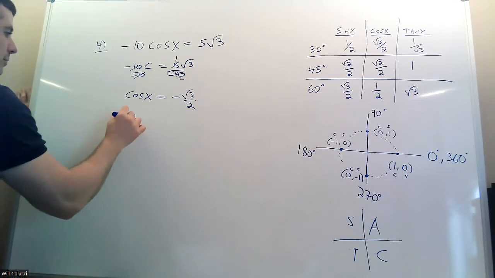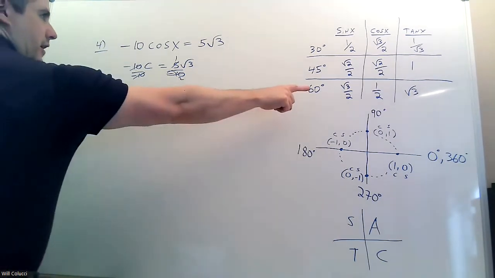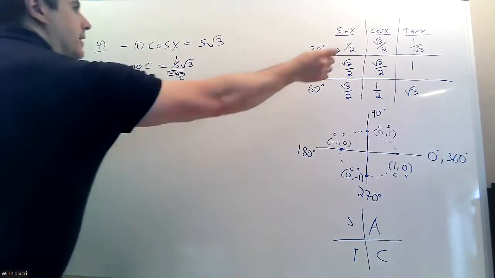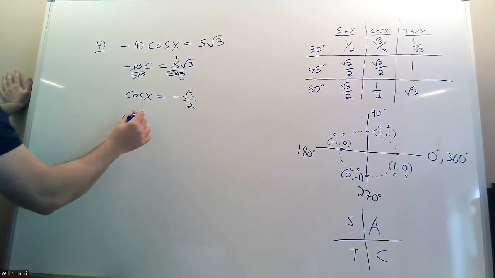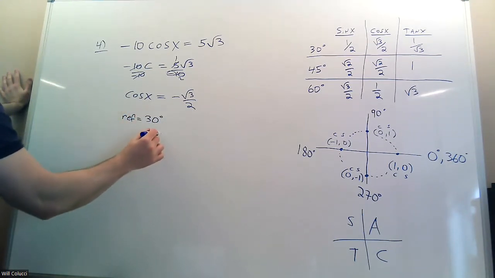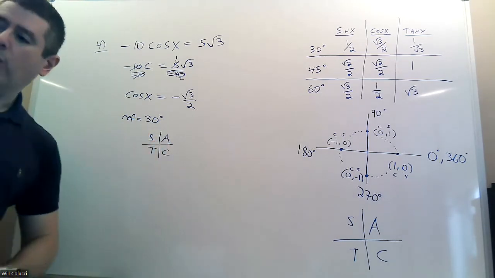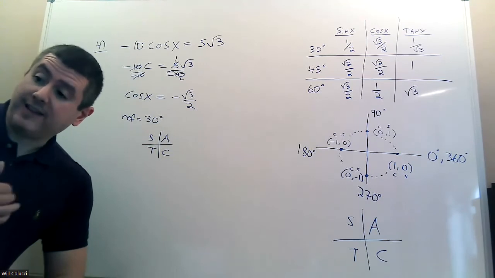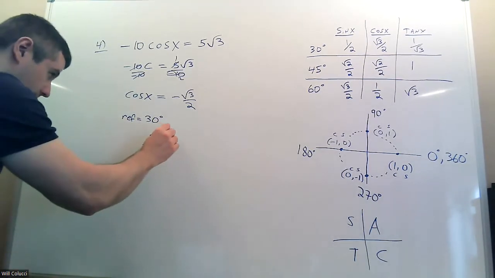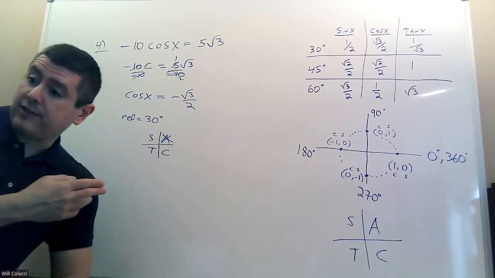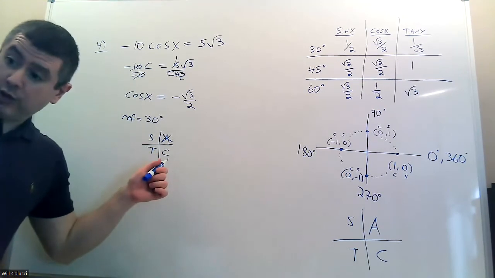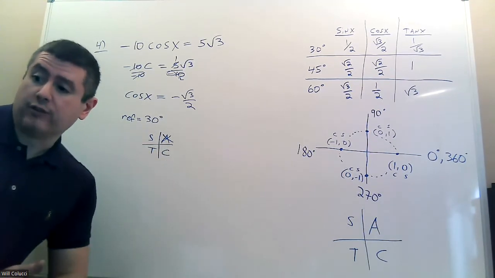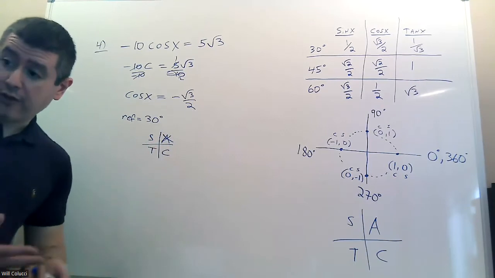Well, I've seen that number before. Yes, you have. It's right there. Go down cosine and look for radical 3 over 2. So you get 30 degrees as your reference. Play the same game we've been playing again and again. What quadrants is it in? It's negative, so it's not in quad 1. If it was positive radical 3 over 2, it would be in quad 1, and it would be in quad 4. So one of your answers would be 30, because in quad 1, 30 is 30.